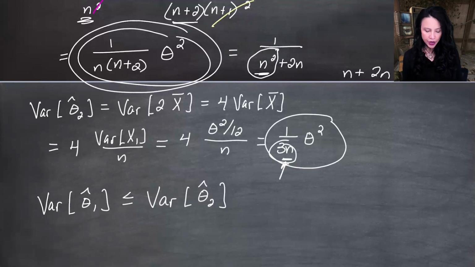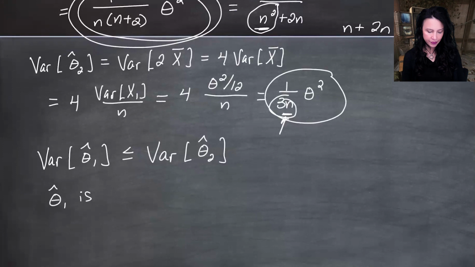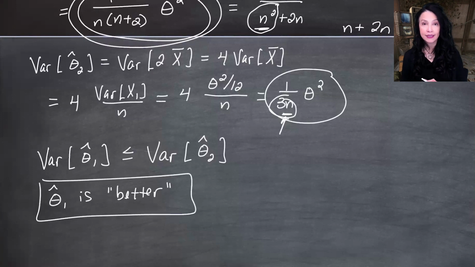So from these two unbiased estimators, given all we know so far about estimators, theta 1 hat is better. Unbiased with smaller variance. Unless that's not how you define better. That's why I put it in quotes. Better is kind of subjective.